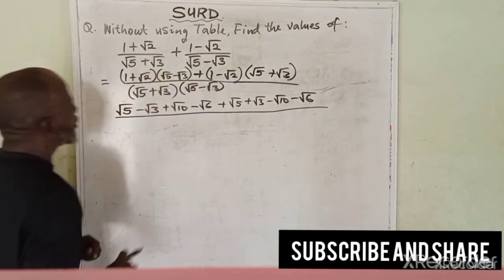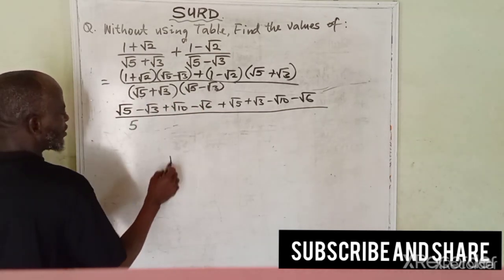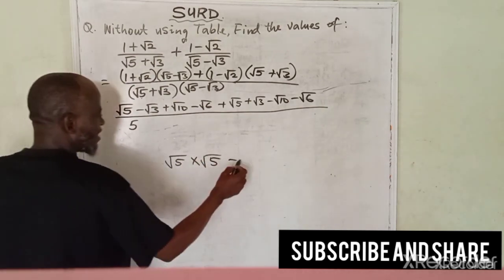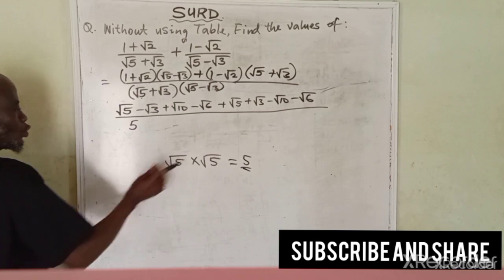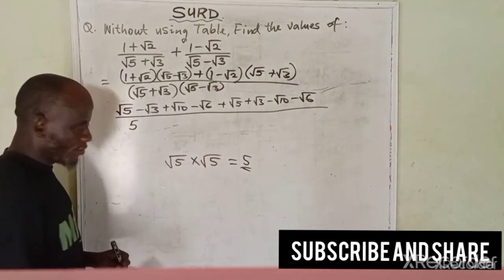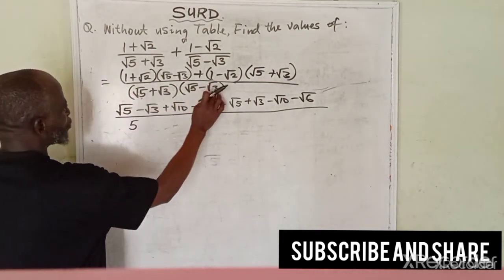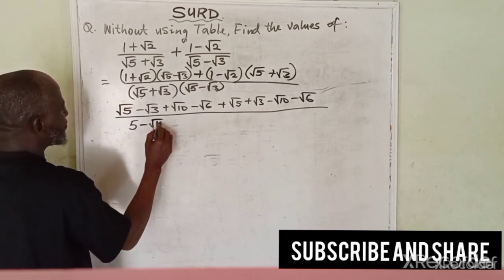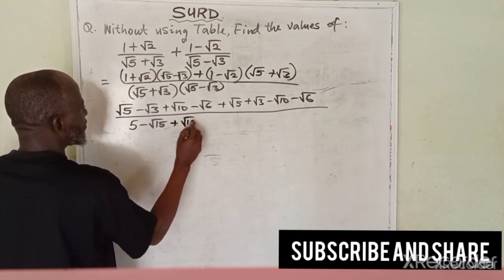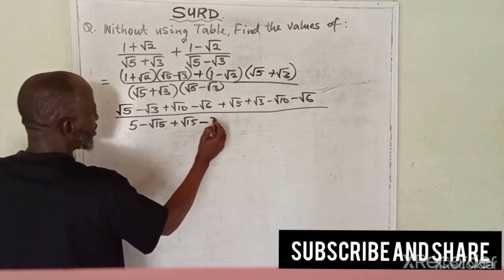Then you draw your divisor line. Then you do the same to the denominator. Root 5 multiply root 5 will give us 5. For those that don't understand how we got that, when the root of any number is multiplied by itself, you get that number. Root 2 multiplied by root 2 is 2. Root 1 million multiplied by root 1 million is 1 million. So root 5 multiplied by root 5 is 5. Root 5 multiplied by minus root 3 is minus root 15. Root 3 multiply root 5 is plus root 15. Root 3 multiply minus root 3 gives us minus 3.